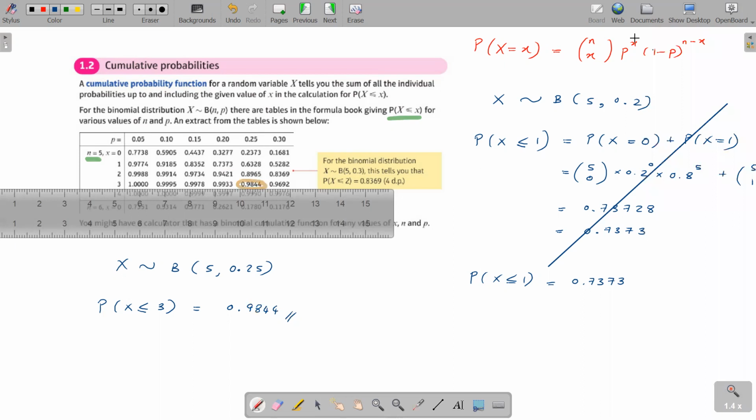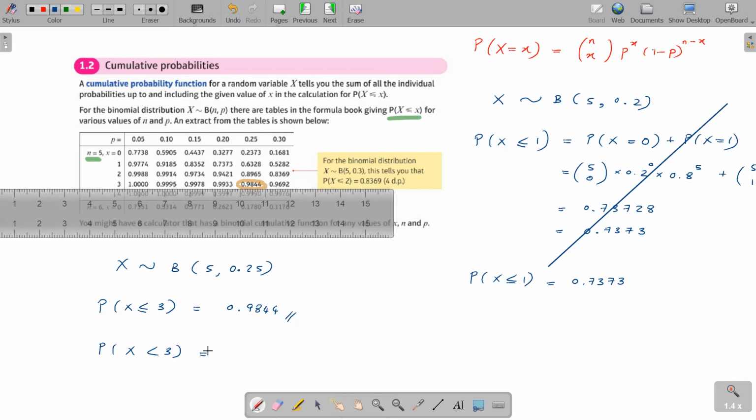they don't always have to ask you the probability x is less than or equal to, right? So what if they ask you to find the probability x is less than 3? Guys, how do you do this? Okay, what do you mean by x is less than 3? This is a discrete distribution. So what do you mean by the probability x is less than 3?